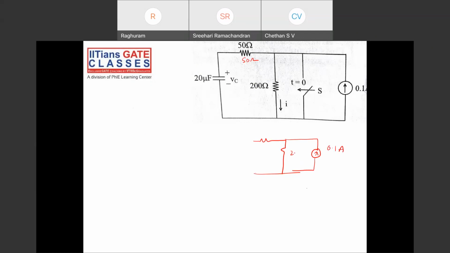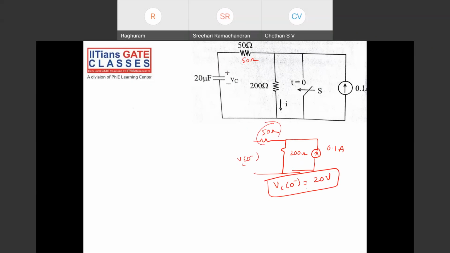0.1 ampere, 200 ohms, 50 ohms. Find VC of 0 minus. No current flows through this, so VC of 0 minus is 200 into 0.1, 20 volts. Clear? VC of 0 minus is 20 volts.